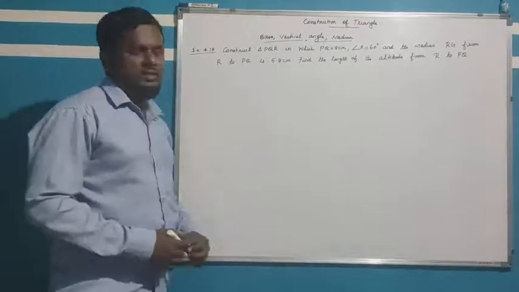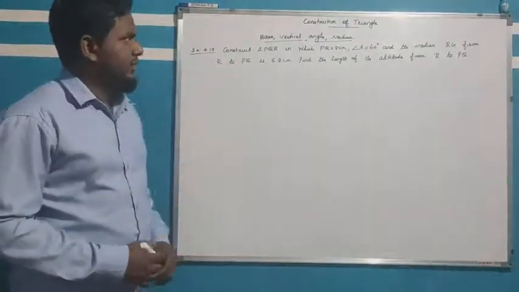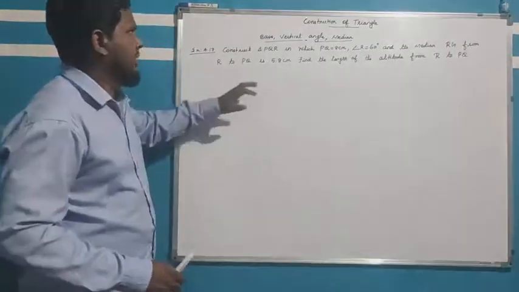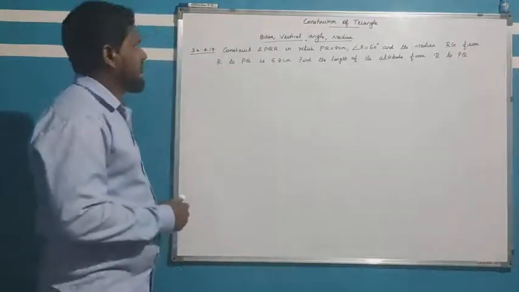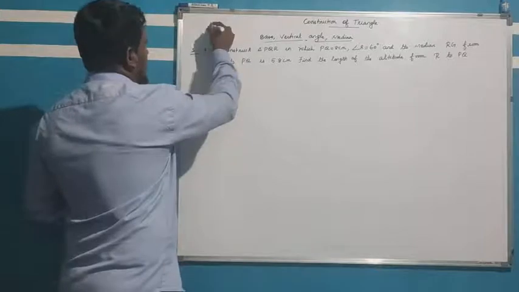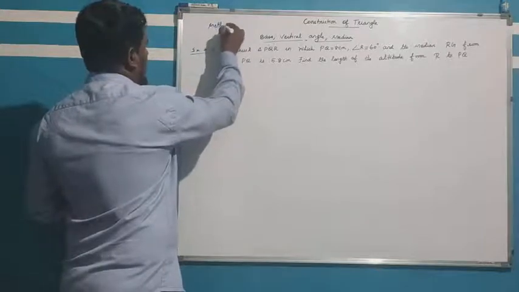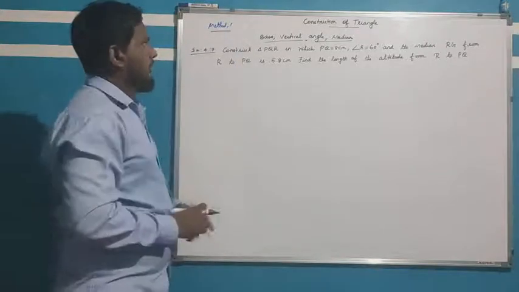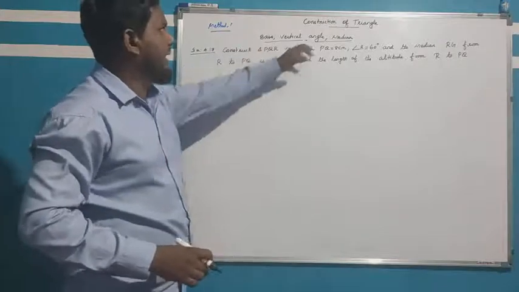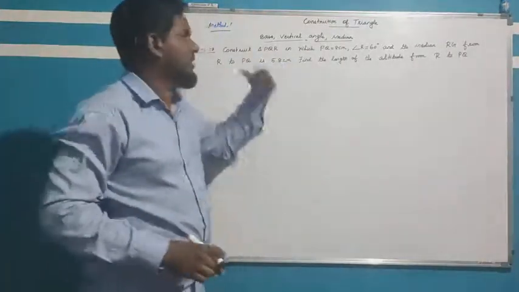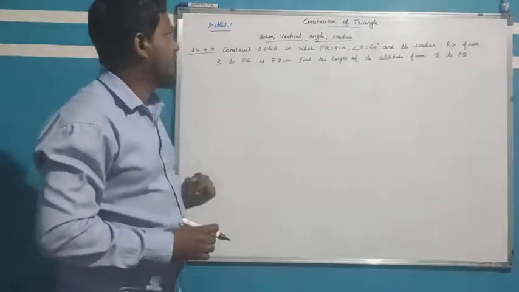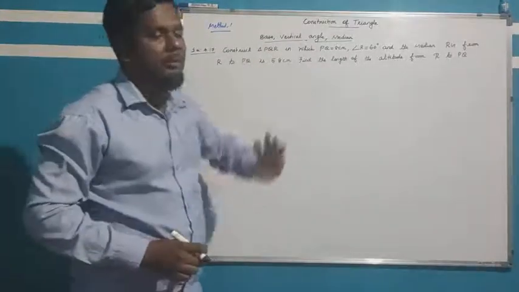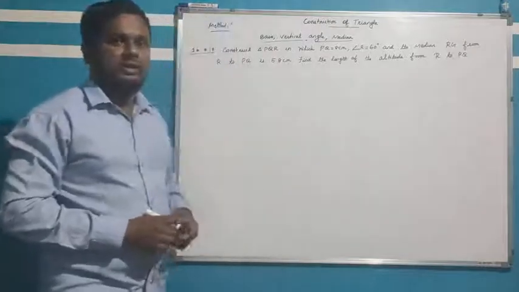Dear students, we can see construction of triangle. There are three methods by which we can construct a triangle. Method 1, the first method: when the base, vertical angle and median are given, we can construct the triangle.